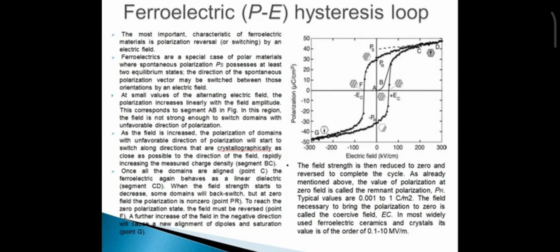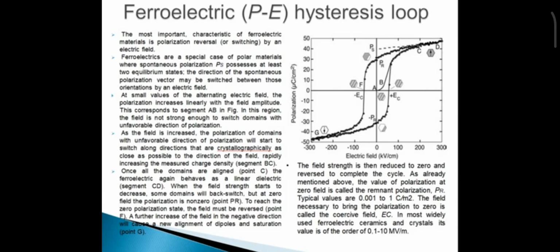The most important characteristic of ferroelectric material is polarization reversal, or switching, by an electric field. Ferroelectrics are a special type of polar material where spontaneous polarization has at least two equilibrium states. That is, the direction of the spontaneous polarization vector may be switched between those orientations by an electric field. In the figure, you can notice there are two values of spontaneous polarization: plus PS, and down here, which is not mentioned, the minus PS value.